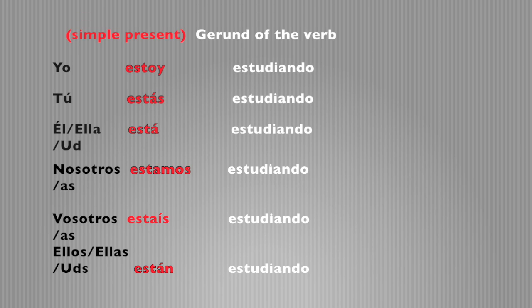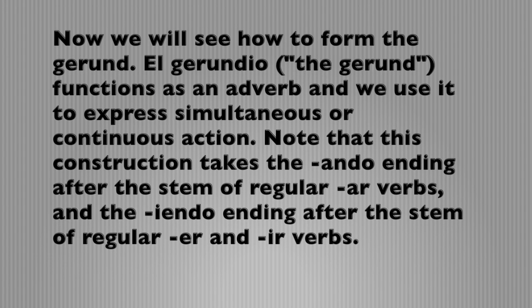So we have yo estoy, tú estás, él, ella, usted está, nosotros, nosotras estamos, ellos, ellas, y ustedes están. Now, let's convert the simple present of the verb estar to the gerund of the verb. We're going to be adding I-A-N-D-O. We're going to see how to form the gerund.